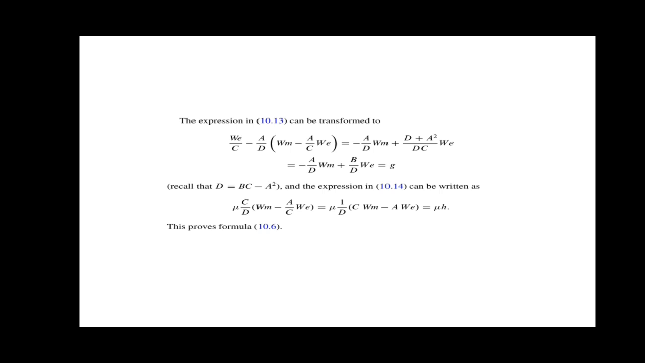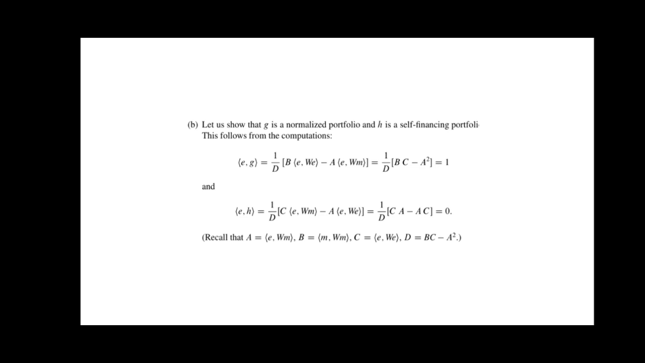Recall that D equals BC minus A squared, and expression 10.14 can be written as mu c/d (Wm minus a/c We) equals mu a/d into (c Wm minus a We), which equals mu H. This proves formula 10.13. Let us show that G is a normalized portfolio and H is a self-financing portfolio. This follows from the computations.